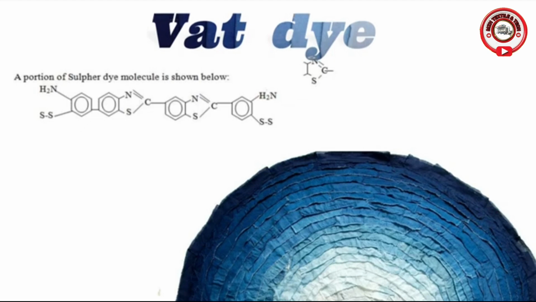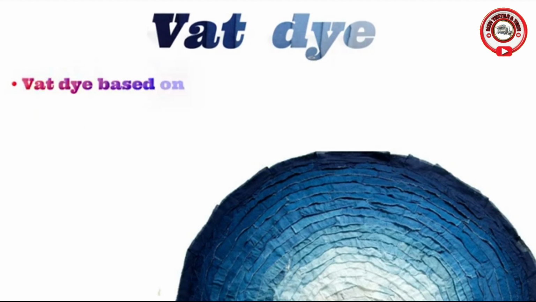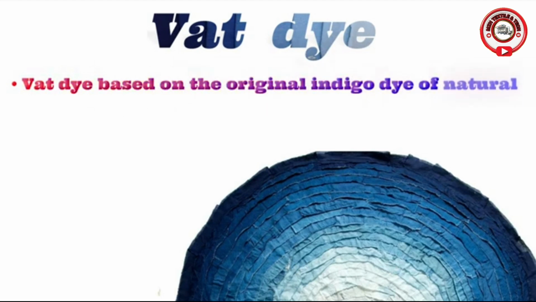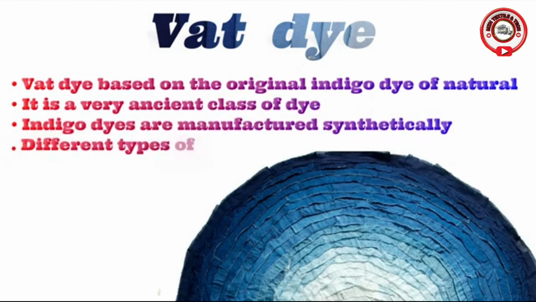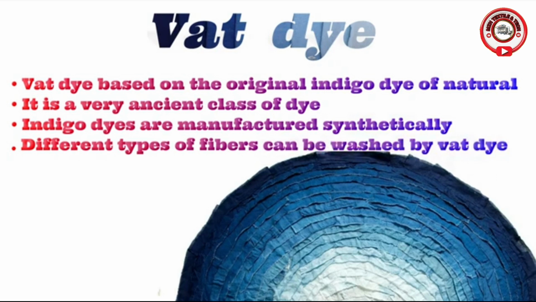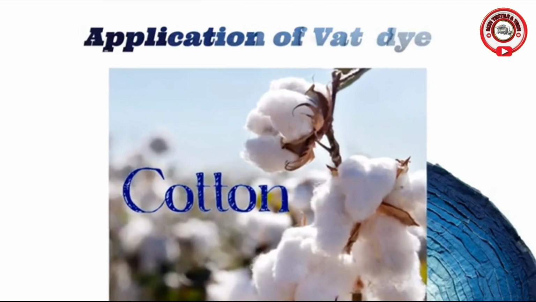Vat dye. Vat dye is very popular in the textile and garments industry. Normally, vat dye is based on the original indigo dye of nature. It is a very ancient class of dye. Nowadays, indigo dyes are manufactured synthetically. There are different types of fibers that can be dyed by vat dye and it is used in cotton and wool.